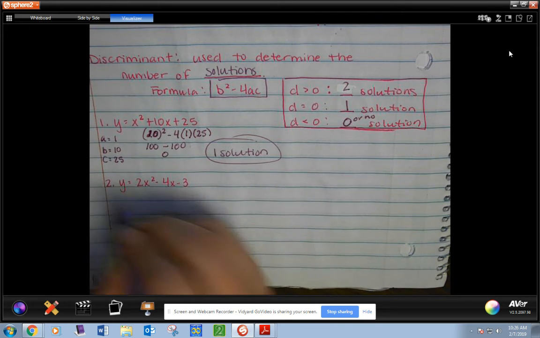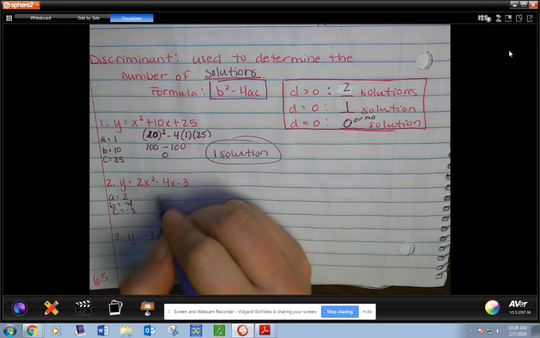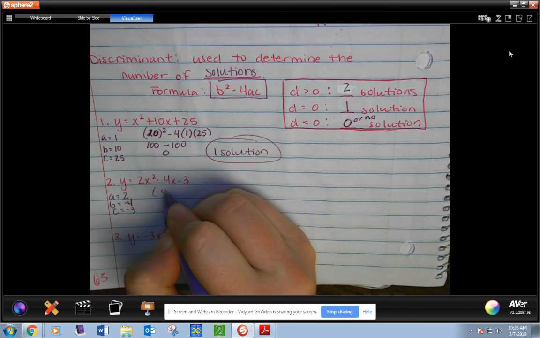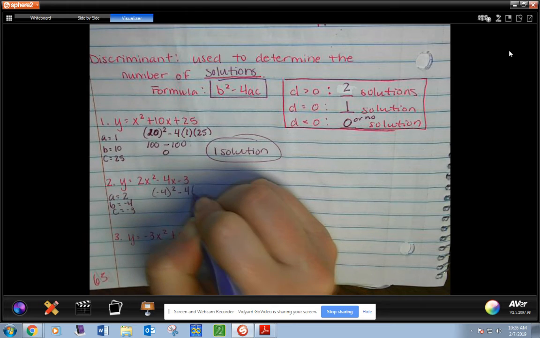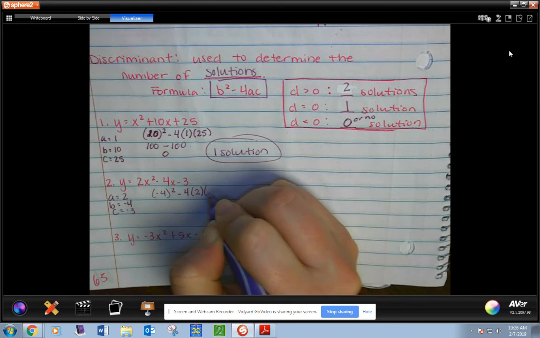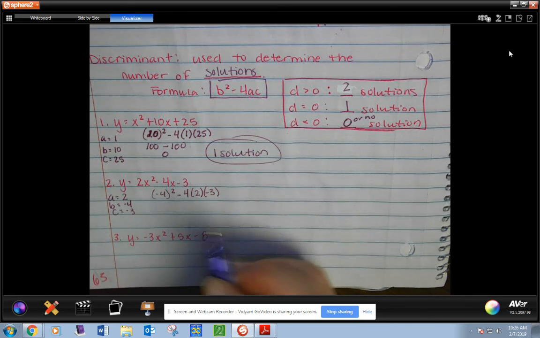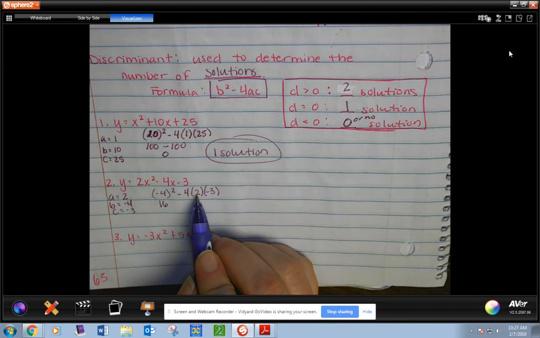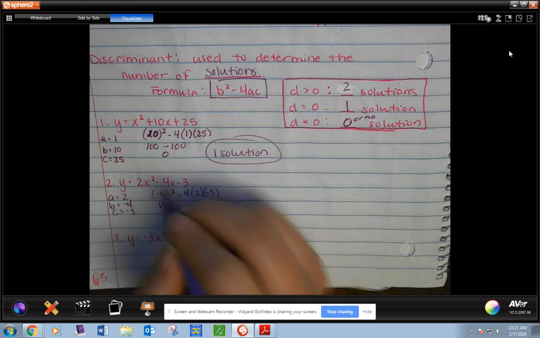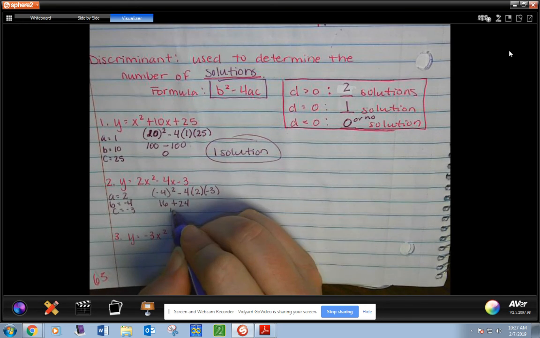For example 2, my A is 2, my B is -4, and my C is -3. So when I go to plug in my formula, I'm going to do -4 squared, because B squared, minus 4 times 2, which is A, times -3, which is C. -4 squared is 16. And then -4 times 2 is -8. And -8 times -3 is +24. 16 plus 24 gives me 40.